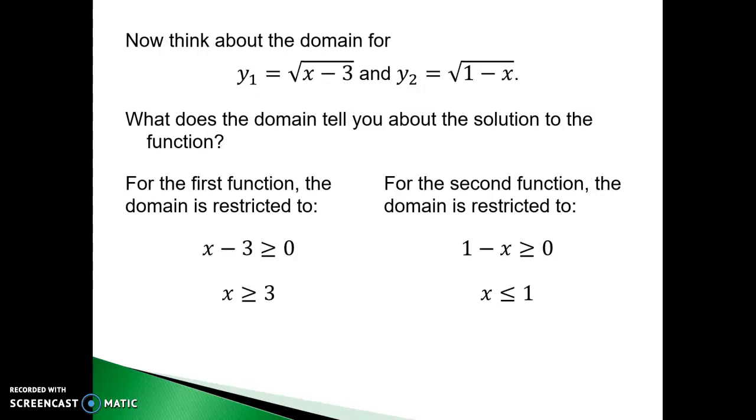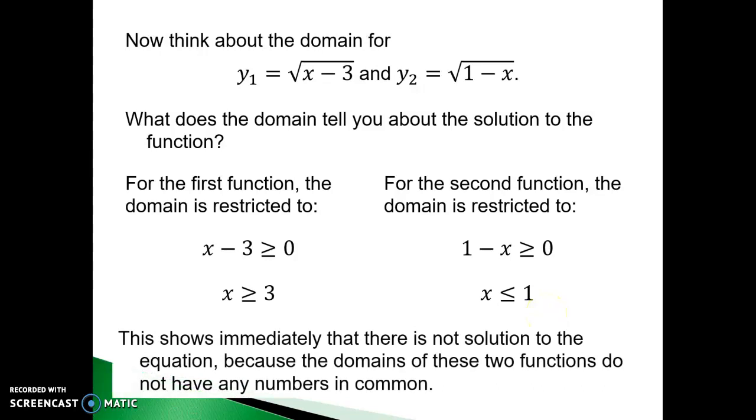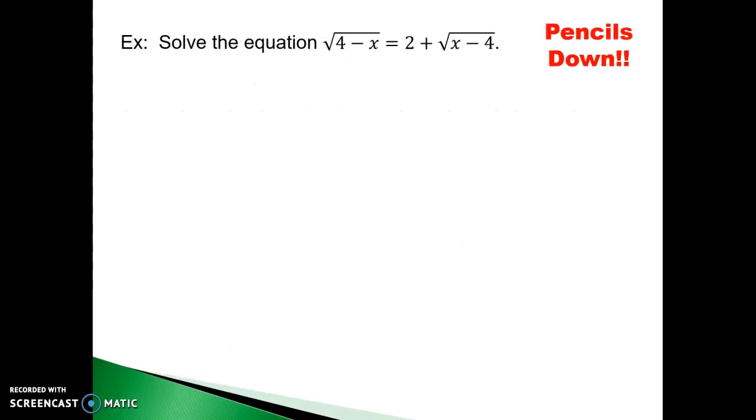So if we think about this on the number line, we're talking about values starting at 3 and going greater, and then values at 1 and going smaller. There is no value that exists in both of those functions. So since the domains of the two functions do not have any numbers in common, there is not going to be a solution to that. And that was a whole lot quicker than the previous problem. So if you don't believe me, let's try this one.